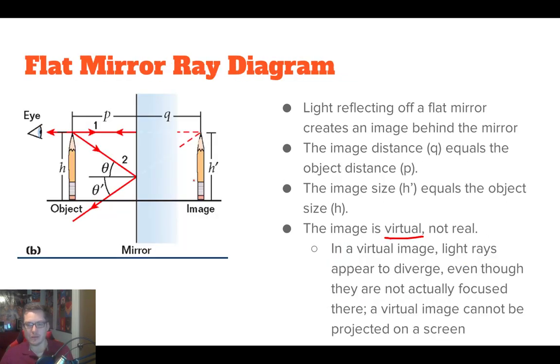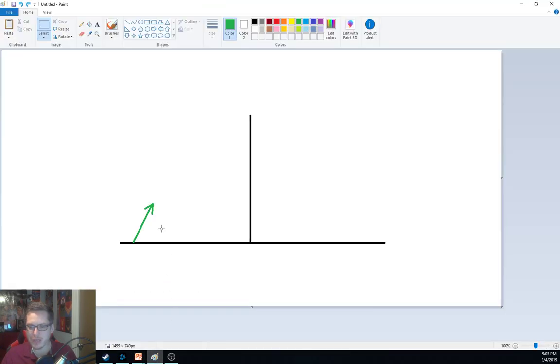All right. So now we're going to change pace. We're going to try something new. We're going to jump over to Paint here, and we're going to do a couple of different things. First thing, here I've got my object, and I've just drawn an arrow. This is pretty standard for what we do in physics. And what we're going to do is determine where our image would be located on the other side of the mirror here.